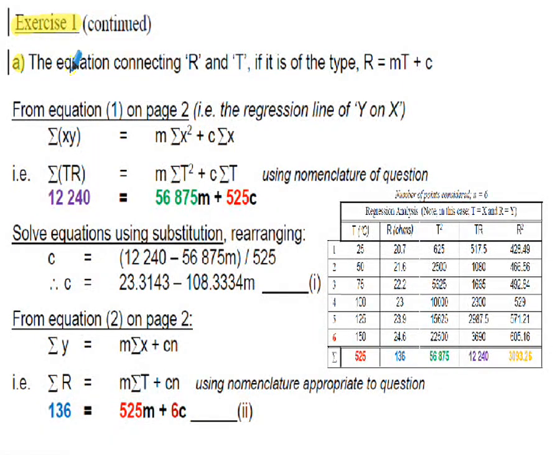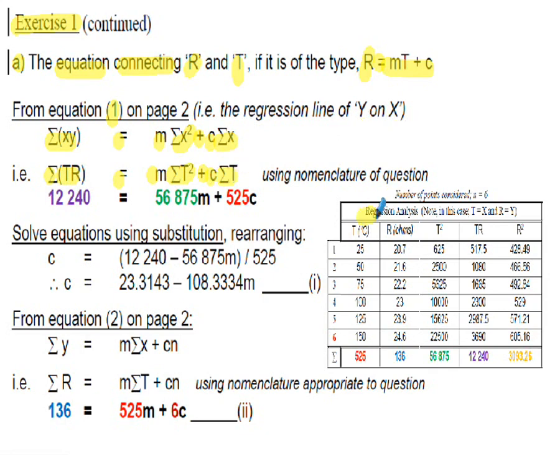Exercise 1 continued here, Part A. We're asked to find the equation connecting the R and the T. We're told it's of the type R equals mT plus c. So this is a regression of R on T, y on x if you like. We're going to use equation 1, proved previously on a previous slide. In generic terms, that's summation of the xy is equal to m times summation of the x squared plus c times summation of the x values. Using the notation of this question, that would be summation of TR is equal to m times summation of the T squared values plus c times summation of the T values.